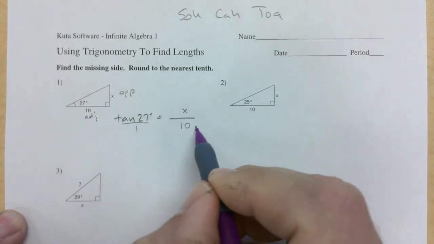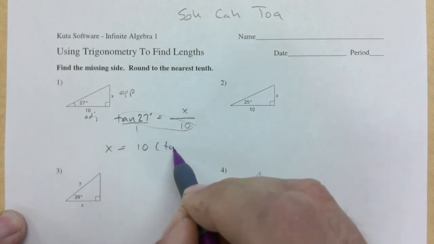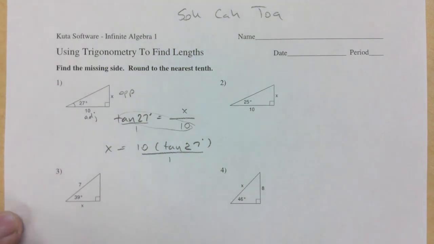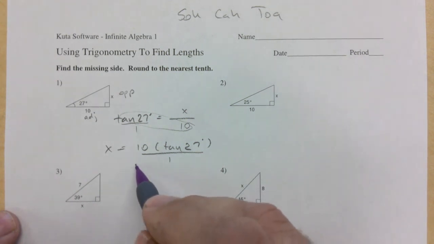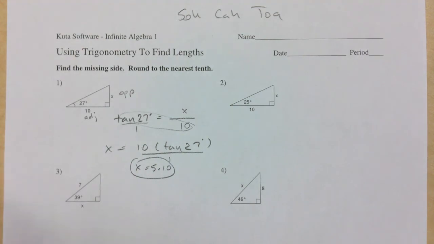You put the 1 here, and here you're actually cross multiplying and dividing. So it's 10 times tan of 27 over 1. That's 5.10 actually. And we have no units. And that's it. That's the help I'm giving you here.